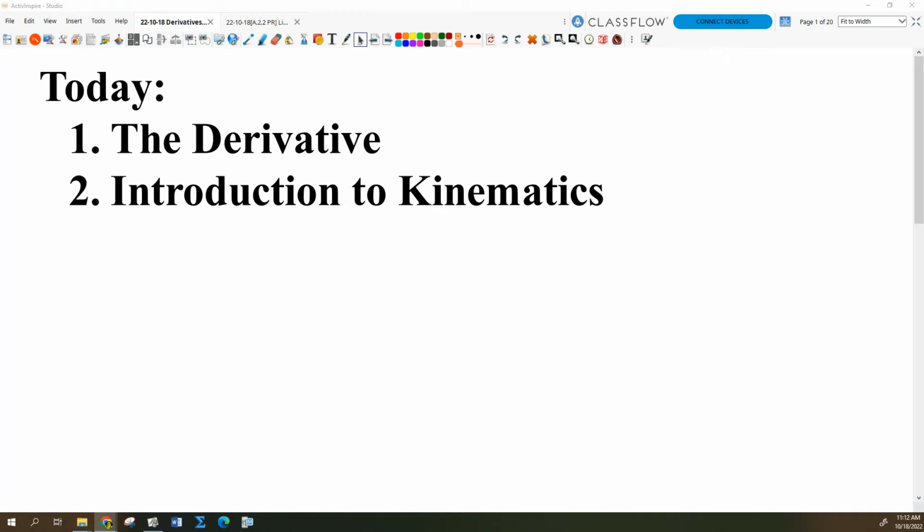All right, for today, we're going to look at the derivative. And I think this is going to maybe take more than just one day. And then we're going to look at some graphs, kinematics graphs, and we're going to look at the behavior of the derivative based on these graphs.